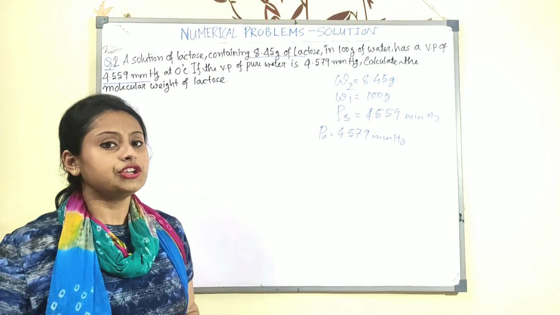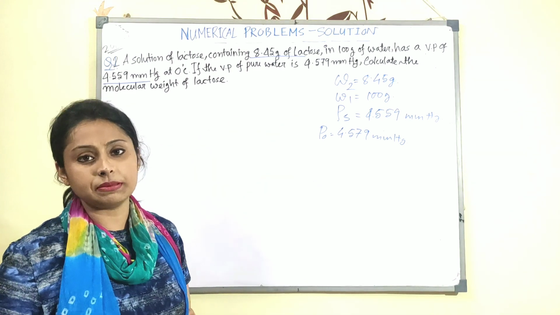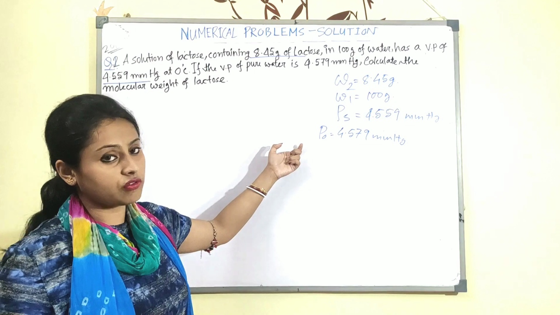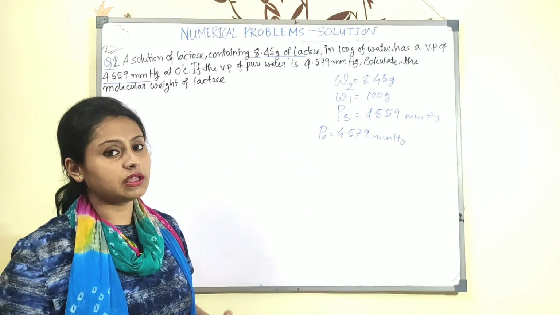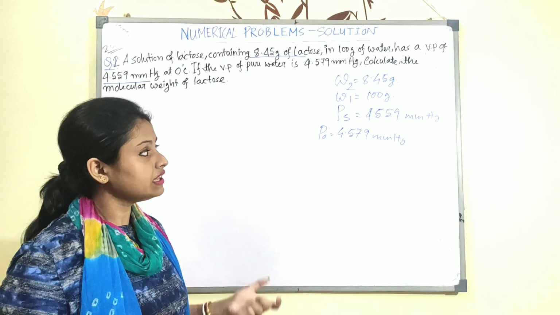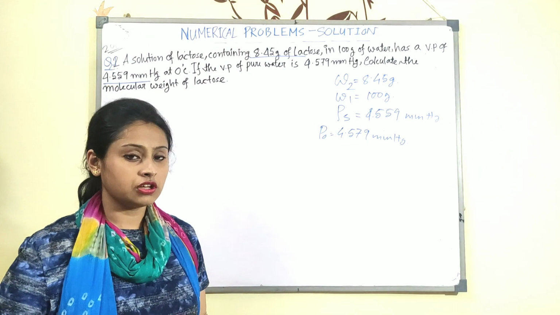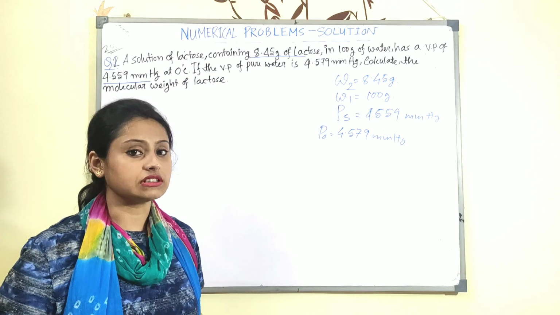Now students, you will ask me why we are repeating the same kind of problem. All the data are provided. In the previous problem, it was also to calculate the molecular weight of the solute only. Here we are also calculating the molecular weight of the solute. So what is the difference?